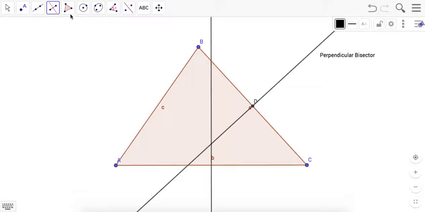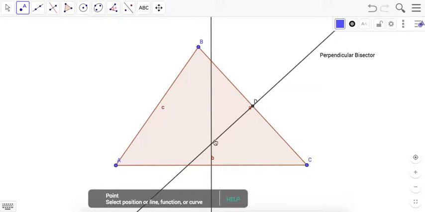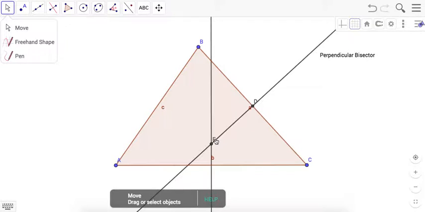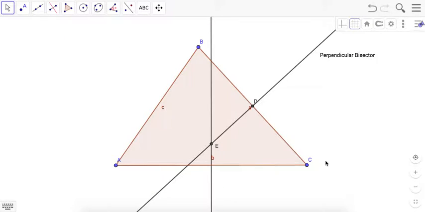And if you notice here, these intersect at this point here in the middle. Let's give that point a name. Call it point E. So we notice they intersect there at point E. Okay, that's kind of cool. But what else do we notice? All right, so it intersects here at point E.